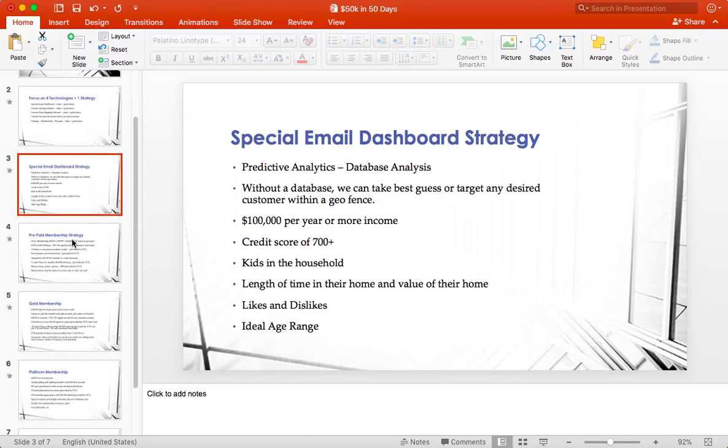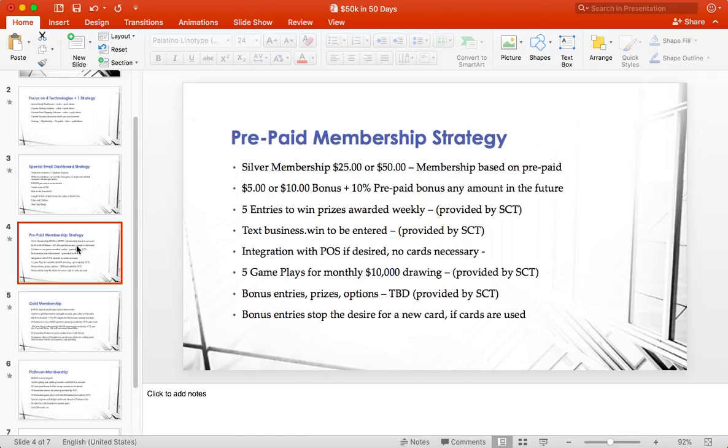And since I can go with this strategy and communicate with these people, that's why we can guarantee $50,000 in 50 days. Now, the strategy we're going to use with the technologies, before I illustrate the technologies, is a prepaid membership strategy. When I get done with this in 5 or 6 minutes, you're going to wonder why everybody doesn't use this. And I've wondered that for years myself.